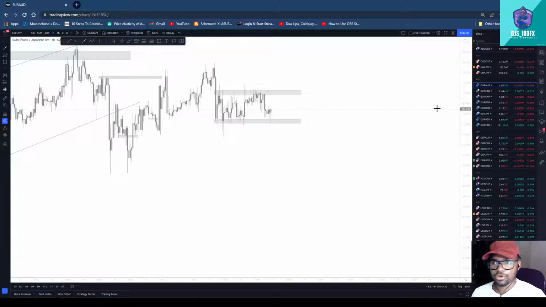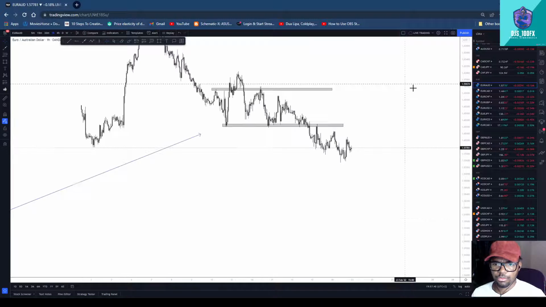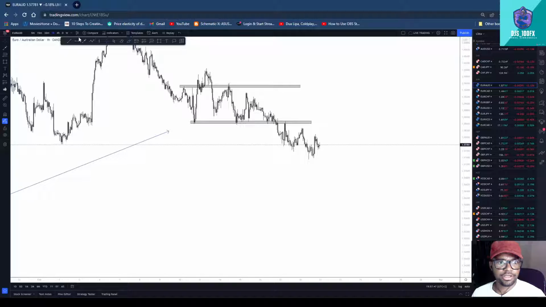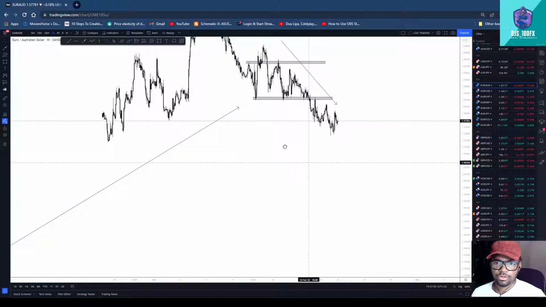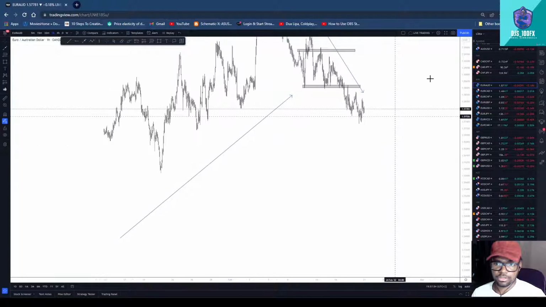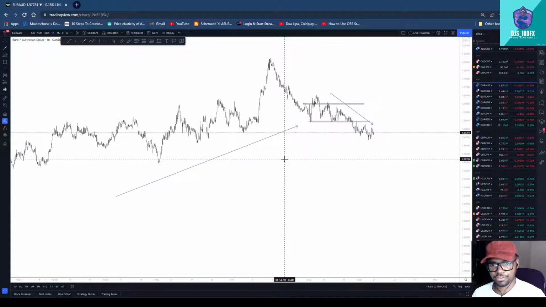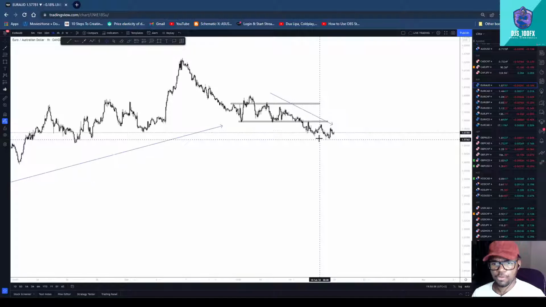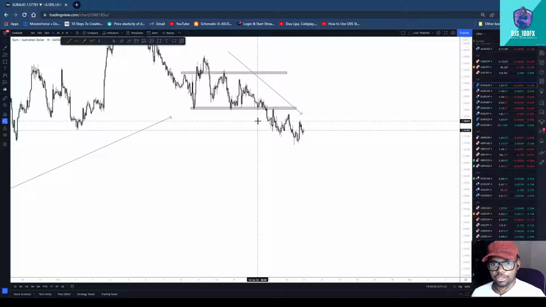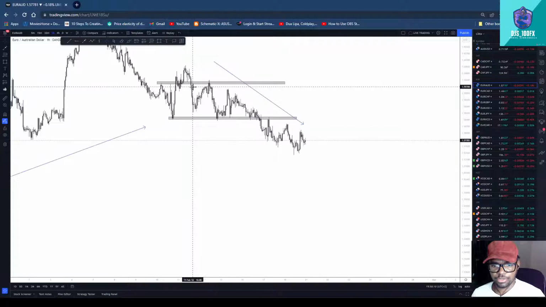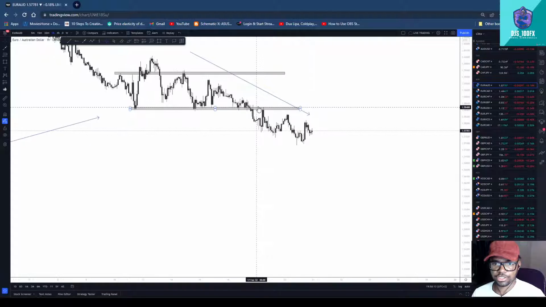For Euro AUD, price has been trending down, not clearly breaking and retesting, but has been trending down. In a larger time frame, I just don't want to zoom into the 4-hour time frame due to the internet connectivity. It's not that good at this time. So price has been going down for the past week and has been creating lower highs, lower lows, always breaking the previous lows.